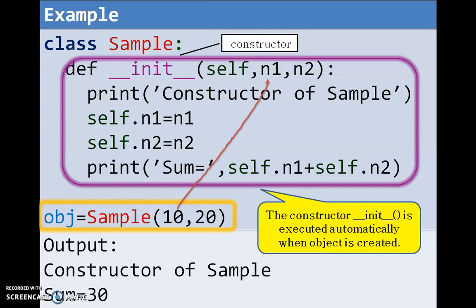So 10 is passed to n1 and the value 20 is passed to n2. Now look at the output. Constructor of sample. Sum is equal to 30. So this is by the execution of the constructor. So first print statement, constructor of sample, and then n1 is 10, it is stored in self.n1, and n2 is 20 stored in self.n2. Sum is equal to 10 plus 20 to get 30.